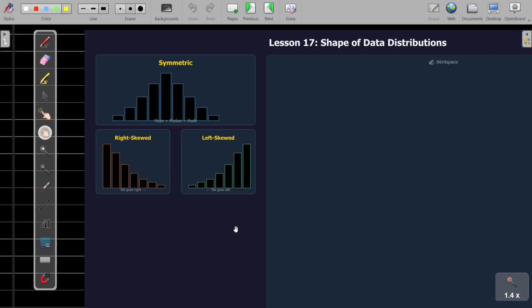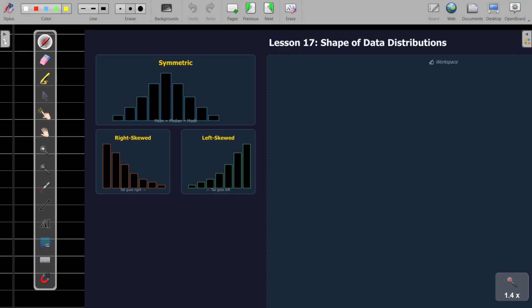My name is Victor and today we're going to be learning about shape of data distributions. When we graph numerical data like test scores or people's heights, it forms a certain shape. Today we're going to learn the names of three main shapes which statisticians, or the people that do statistics, call distributions.